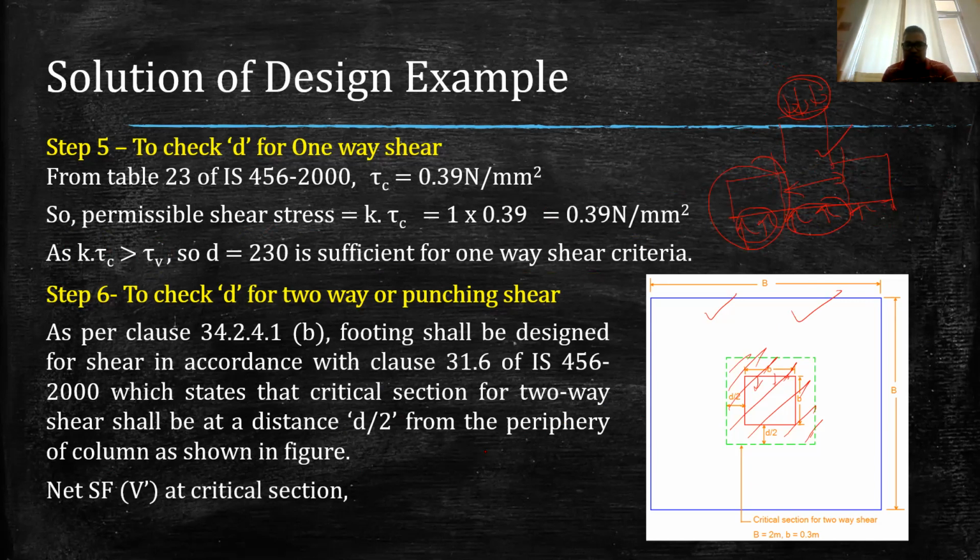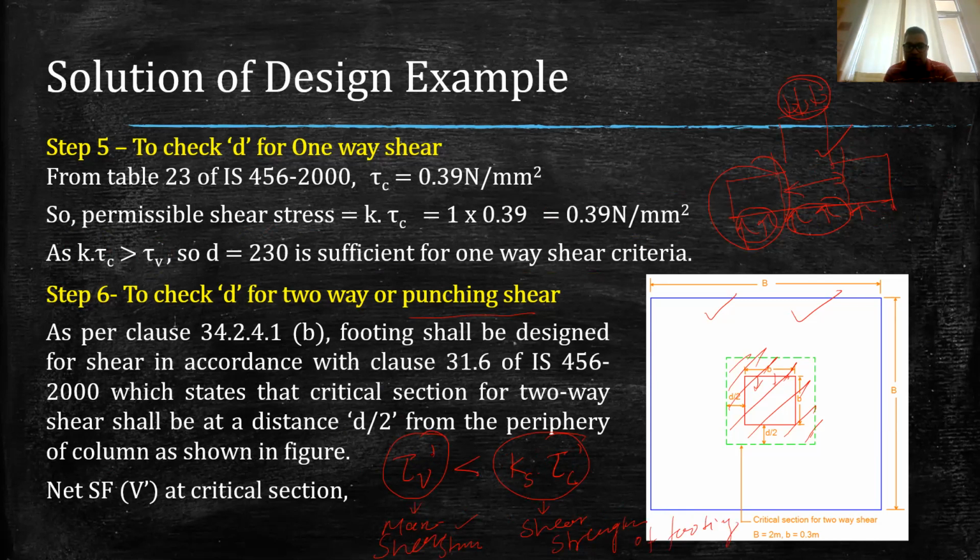Now in the punching shear scenario also, if we want our D to be safe in this criteria, the criteria will be that tau v dash should be less than Ks into tau c dash. Here, what is tau v dash? Tau v dash is the maximum shear stress because of the two-way shear. And Ks into tau c dash is the shear strength of footing against two-way shear.